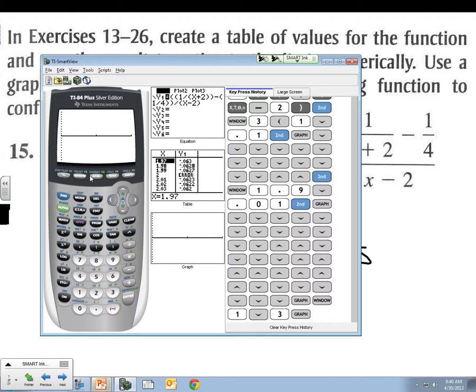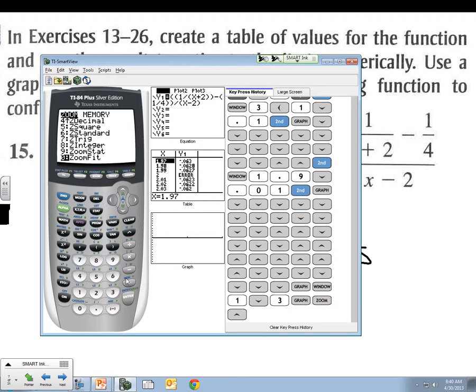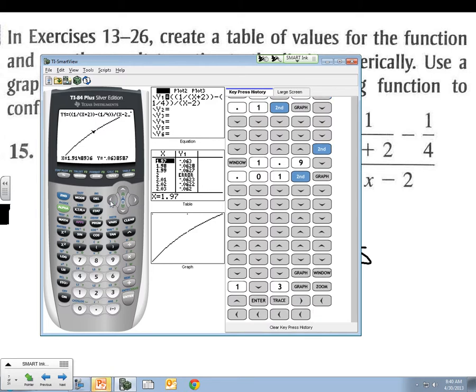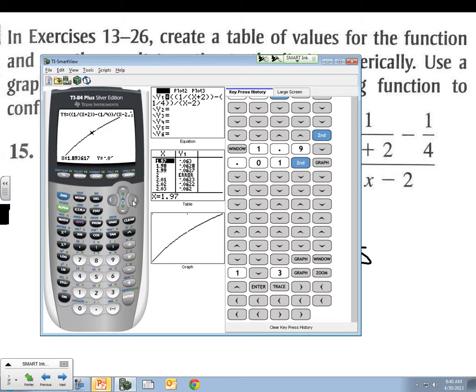Now it's done. I'm going to hit zoom, and I'm going to go to the zoom fit. And that's going to take care of my y values, the up and the down. Alright? It's got a nice curve for us. Let's hit the trace button. And here we go. We can move left and right on our graph. And as we get closer and closer to 2, oh, y disappears because there's going to be a hole there.